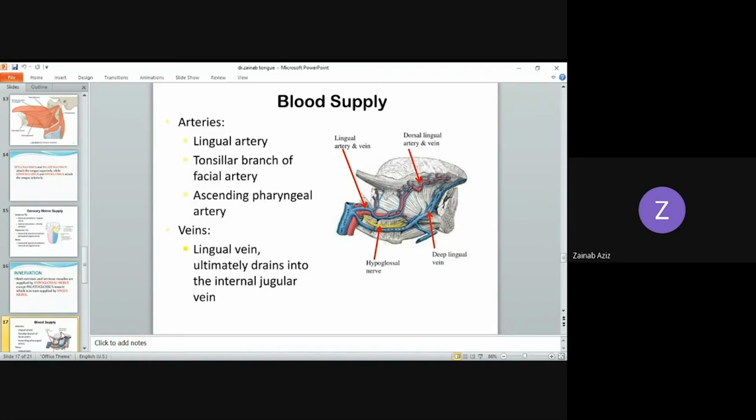The lingual artery gives rise to three branches: dorsal lingual, deep lingual, and sublingual. The dorsal lingual supplies the posterior part, and it gives a branch to the palatine tonsil. The deep lingual supplies the anterior two-thirds of the tongue, and the sublingual supplies the sublingual gland and the floor of the oral cavity.